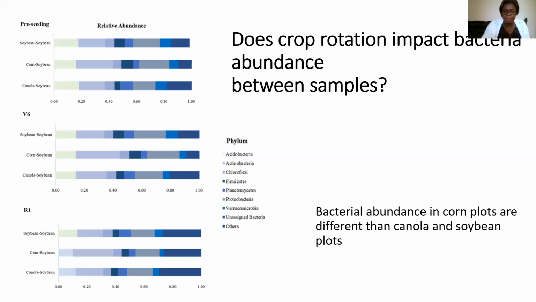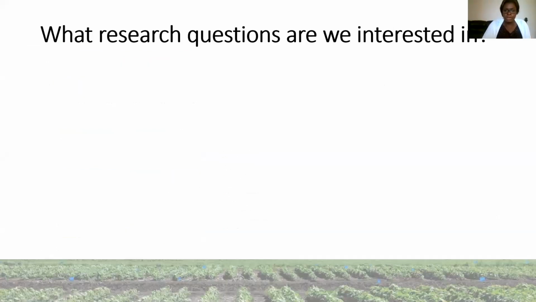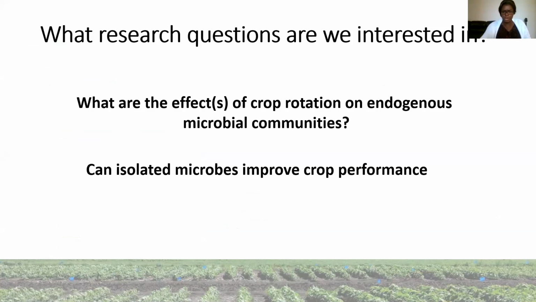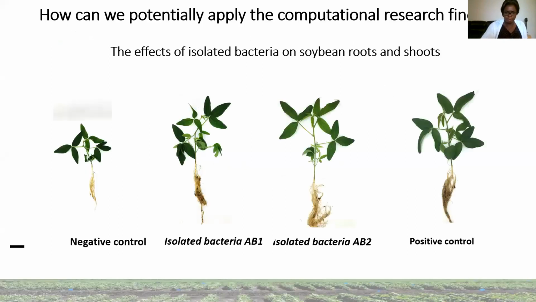Why should they care? Well, this brings us to our second research question, where we want to know if we can go to this land or to these farmlands, isolate certain microbes, and if these microbes can be used to improve crop performance. So I would show you a little bit of the data and how we did all of that, where we had our negative control. So this is a crop that wasn't treated with anything.